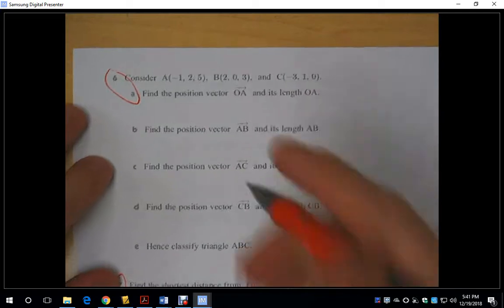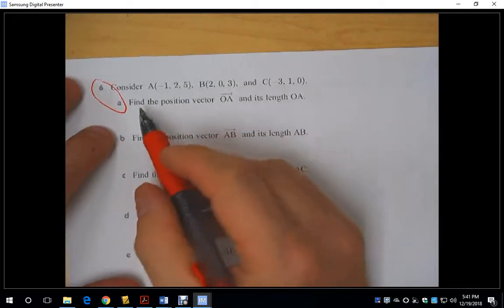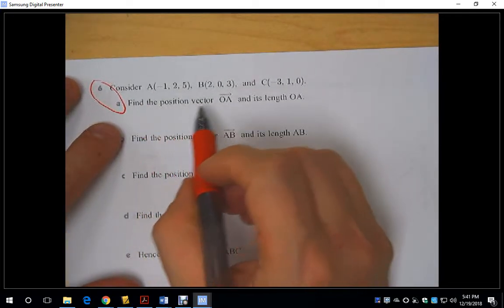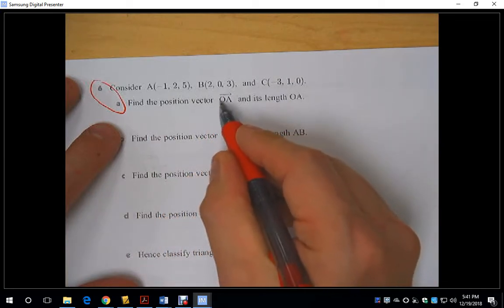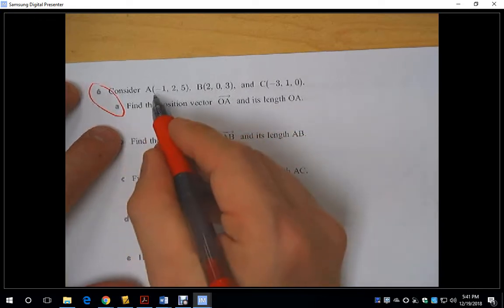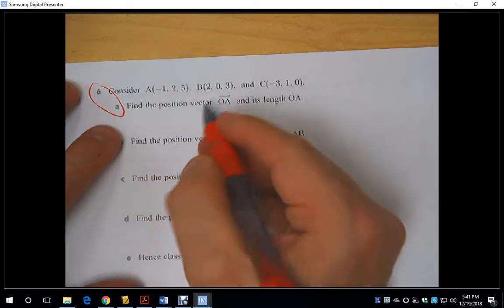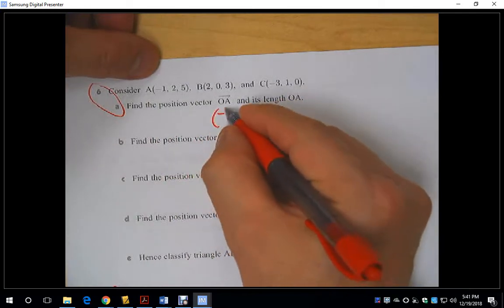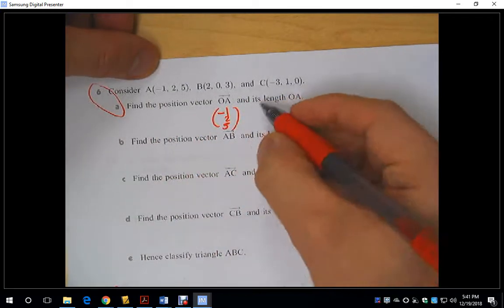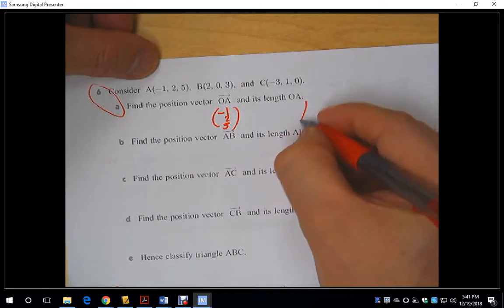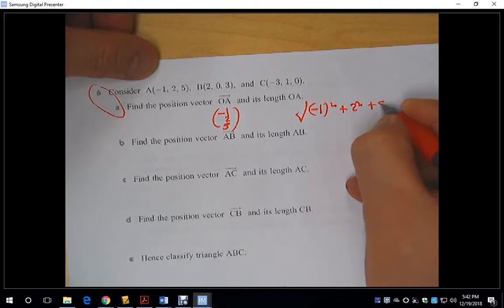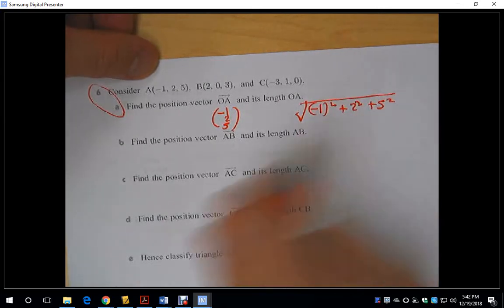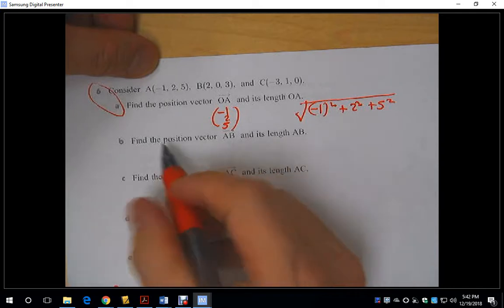All right, moving on. I'm not going to do all of these. I think that most of these are pretty basic. So it says here, find the position vector if not otherwise indicated. This O means that we're at the origin. So I have this point at -1, 2, 5. What is my vector? Well, my vector is going to be -1, 2, 5. And then the length of this vector, well, we just use the Pythagorean theorem again. So -1 squared plus 2 squared plus 5 squared, and then we just calculate it all out. It's pretty basic.